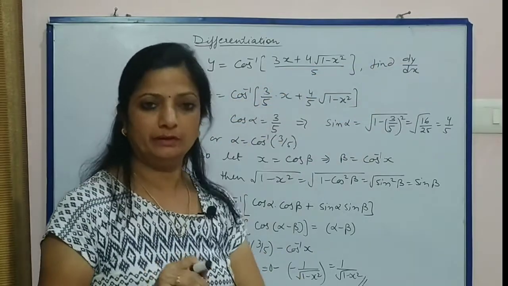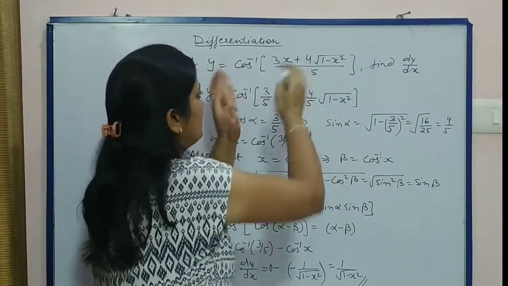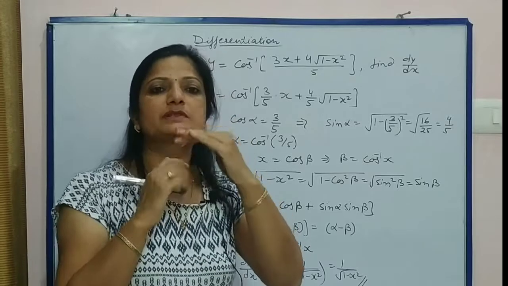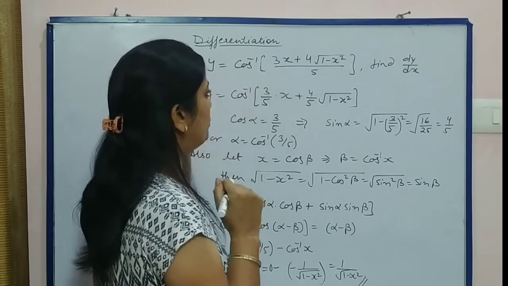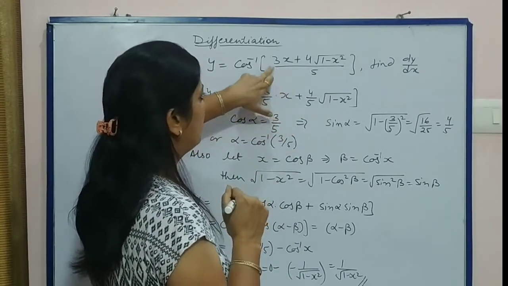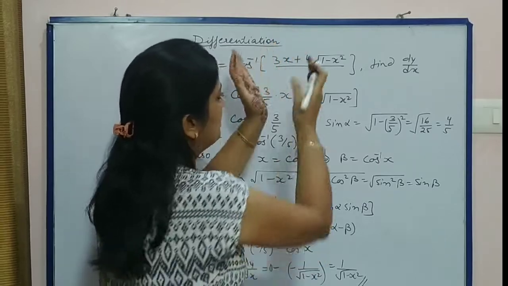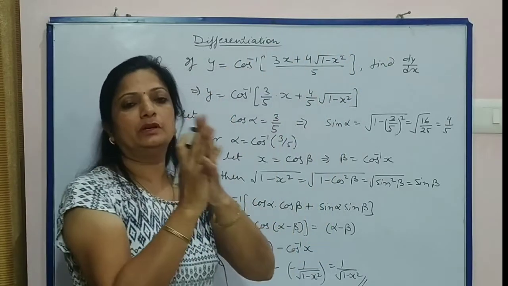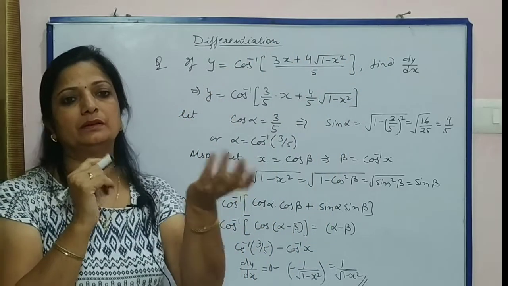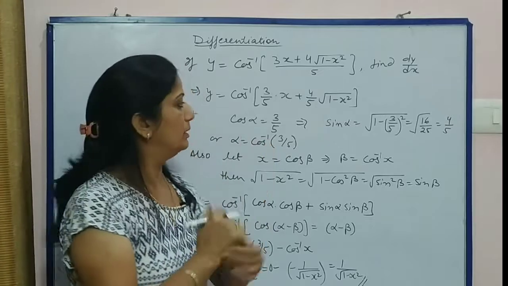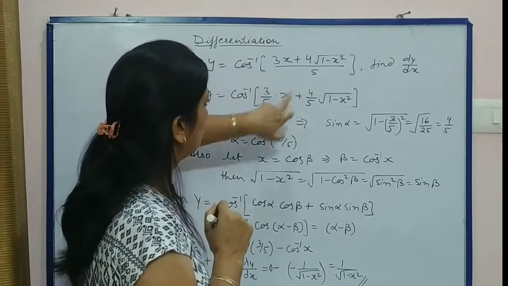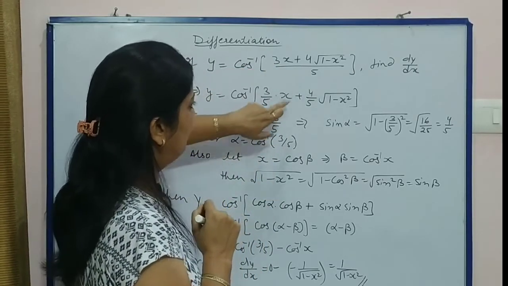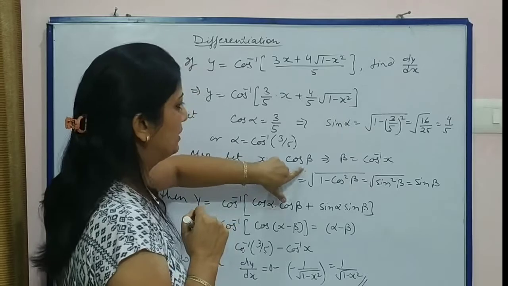Next, y equals cos inverse of (3x plus 4 under root 1 minus x square) whole upon 5. Find dy by dx. Again this is an inverse function, so first of all we simplify this. We want to make this into the formula for cos(a plus b) or cos(a minus b). So we substitute 3 by 5 as cos alpha and x as cos beta.